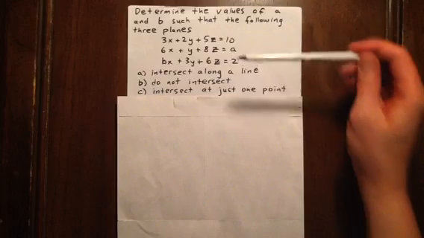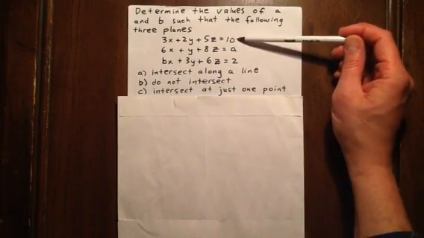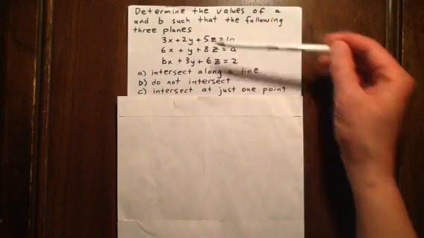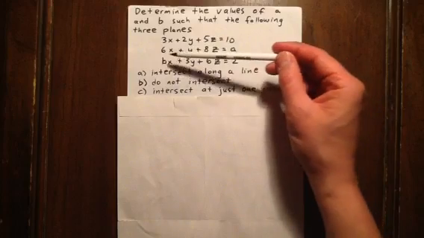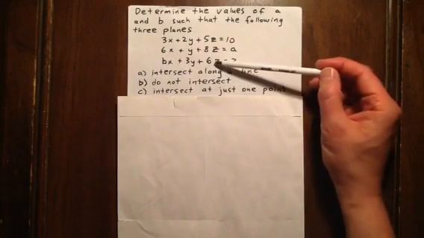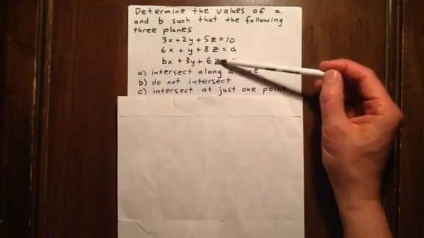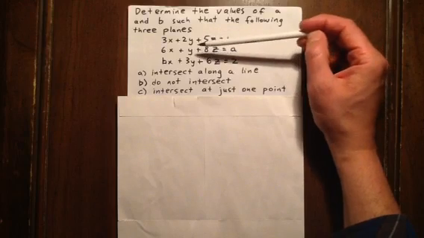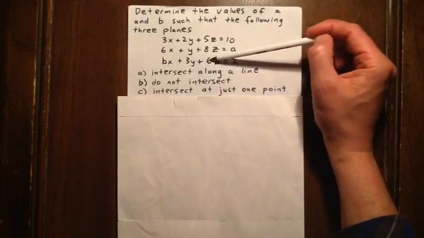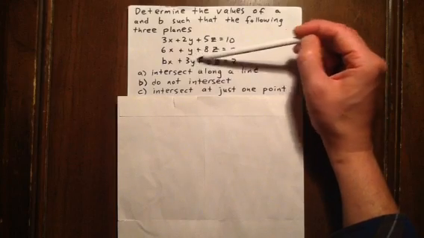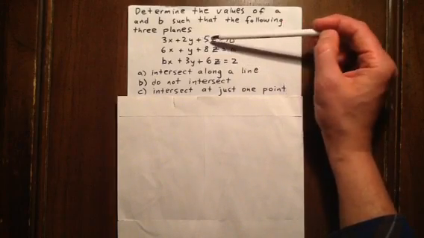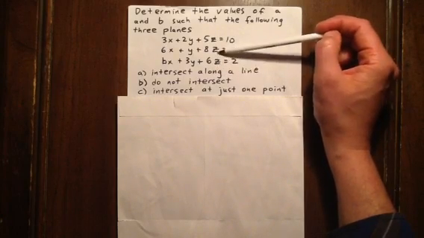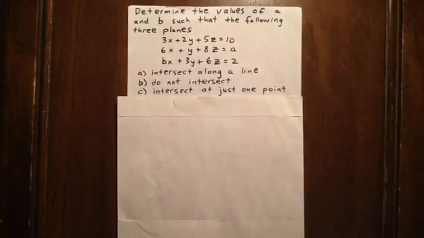Well, we can see right away that the normal vector of the first plane is (3, 2, 5). The normal vector of the second plane is (6, 1, 8). The normal vector of the third plane is (b, 3, 6), but we can tell that it's not a scalar multiple of any of the others, even though we don't know the value of b, because of the 3 and 6, there's no way that this ratio could remain consistent with either of these two normals. In other words, it's impossible for this to be a scalar multiple of any of these other normals, even though we don't know the value of b.